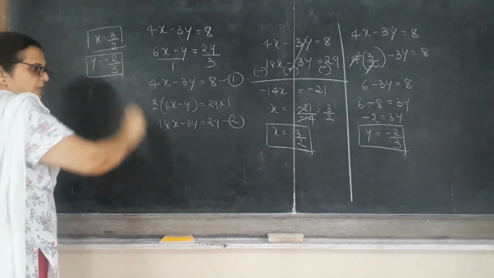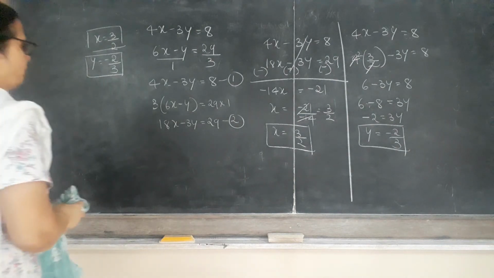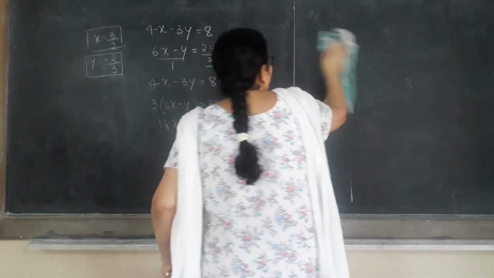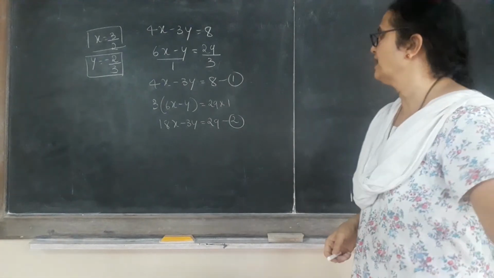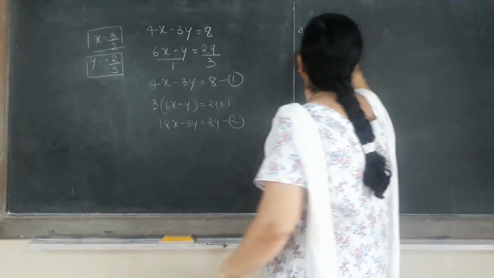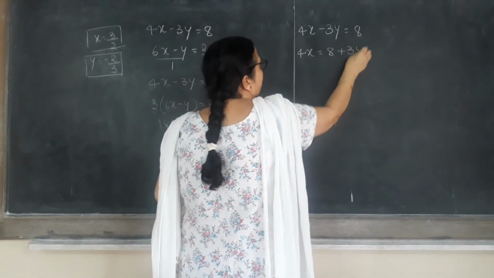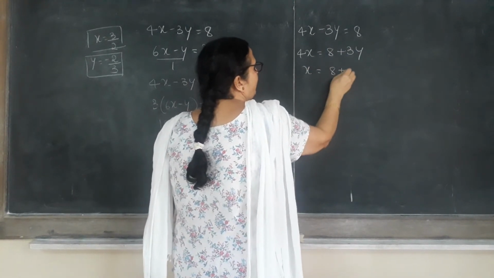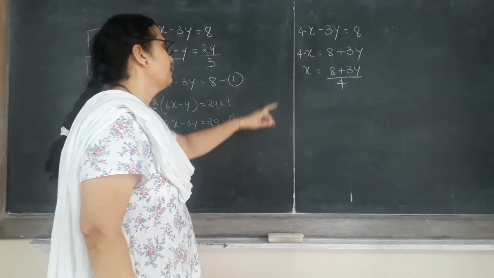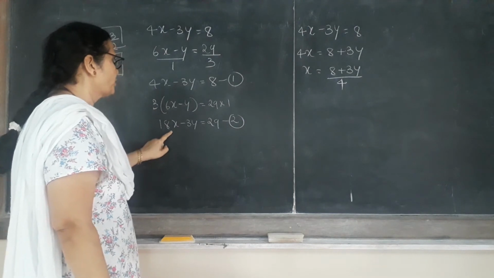Yes. Now this we are doing by which method? Substitution method. Same answer you should get. We will see. We got the equation 4x minus 3y is equal to 8. I will take the equation 1, 4x minus 3y is equal to 8. 4x is equal to 8 plus 3y. X is equal to 8 plus 3y upon 4. This we substitute in the equation 2.